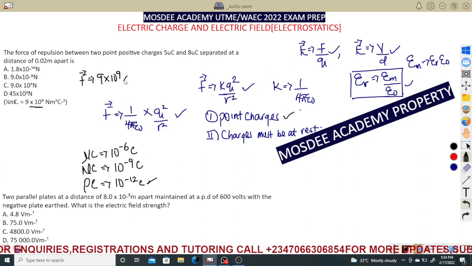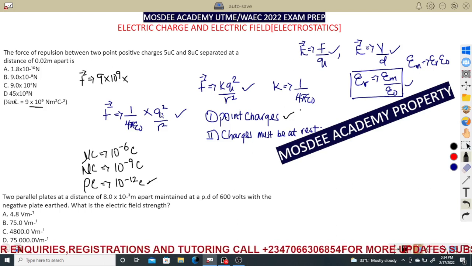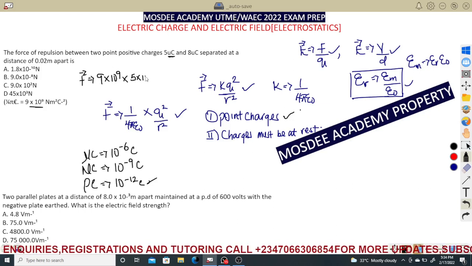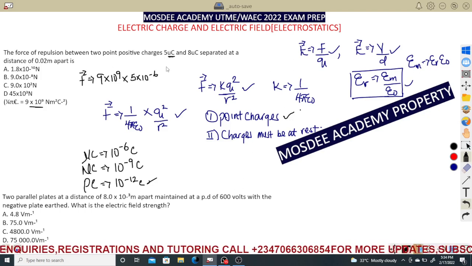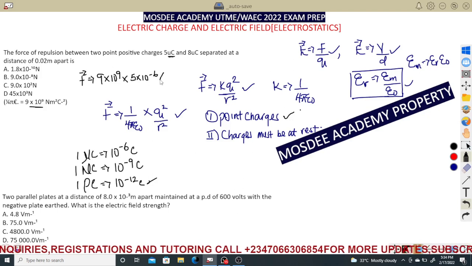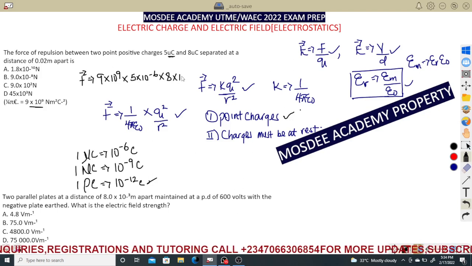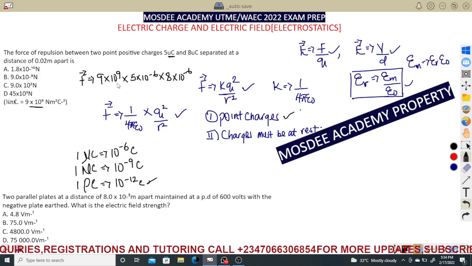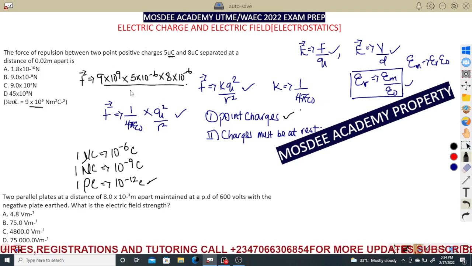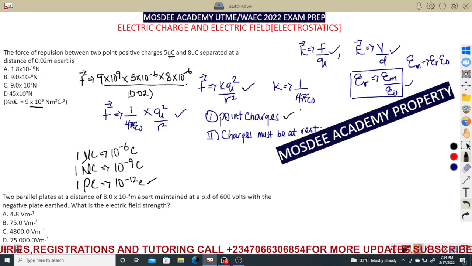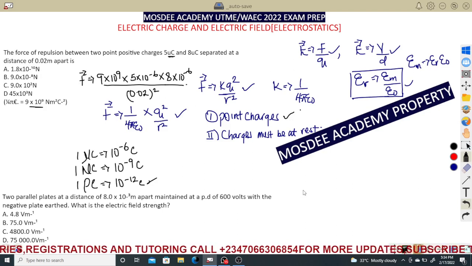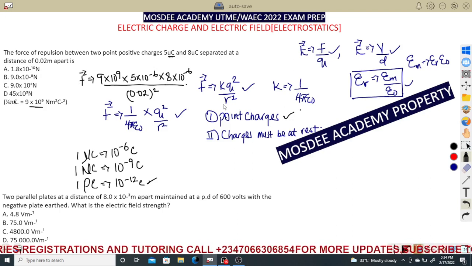Times Q1, look at this microcoulomb: 5 times 10 to the power negative 6. I just told you about micro. Then times Q2, 8 times 10 to the power negative 6. Everything here is divided by the square of the distance, 0.02 squared. I hope students understand. That is how to do it. Just use your calculator to finish this.